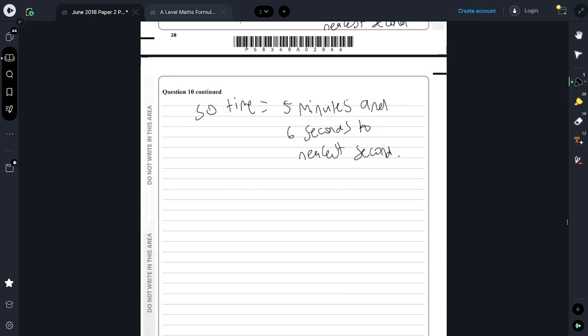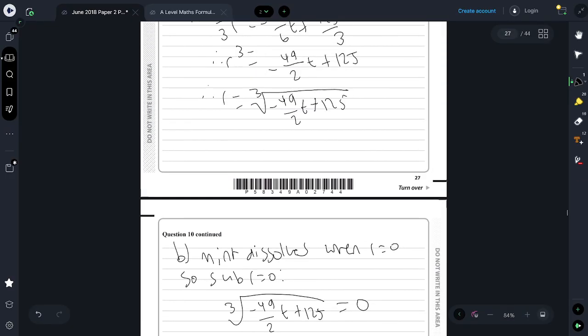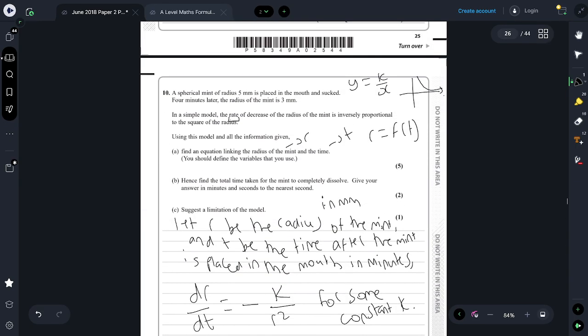Okay, I'm going to check that's right. Hopefully, I'm not misled anyone there. What's the answer? 5 minutes and 6 seconds. Yes, perfect. And then what's part C? Is part C another limitation question? Well, it is. Find another limitation to a model. Okay. Well, it does say it's a simple model. But why is that?